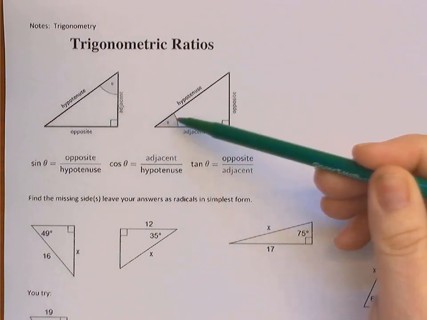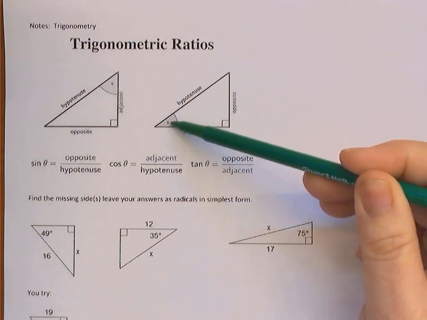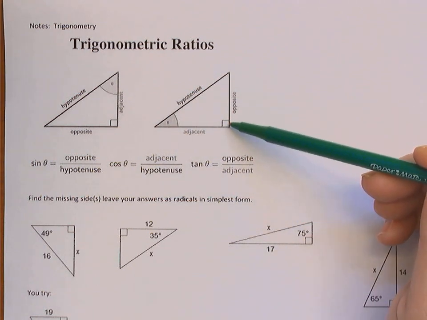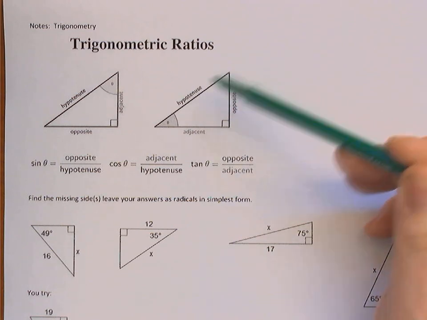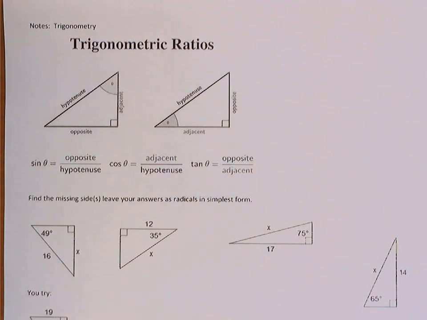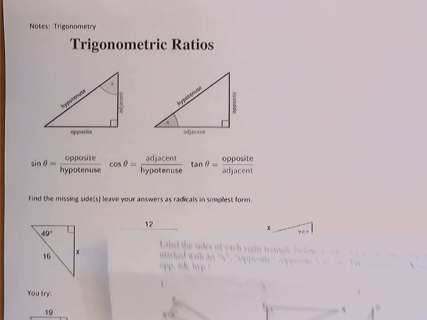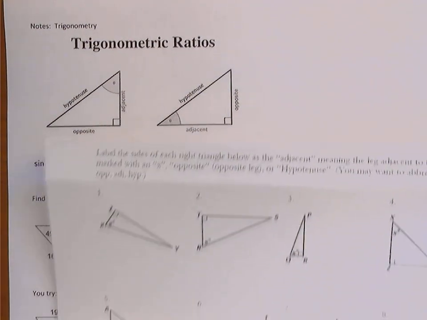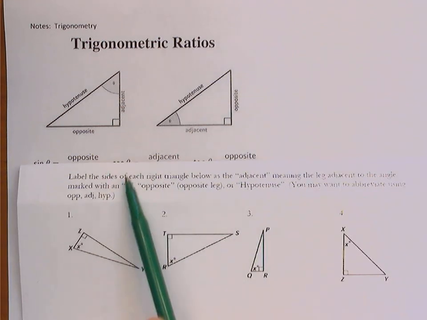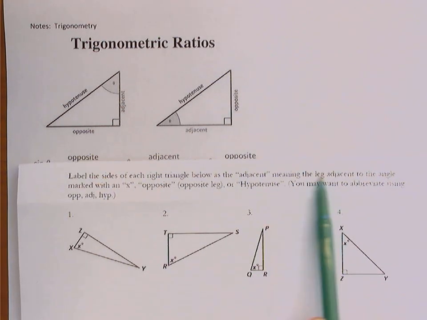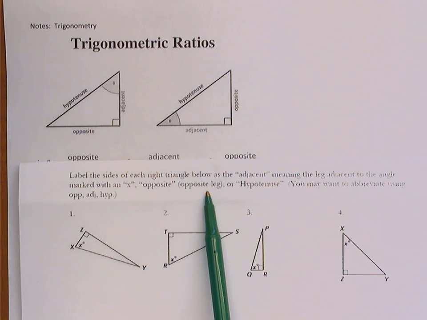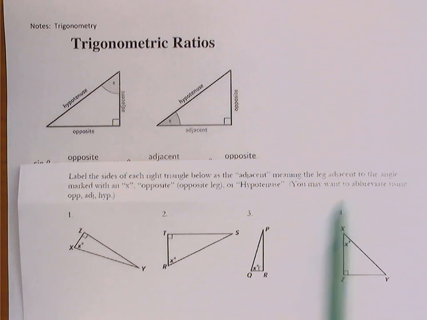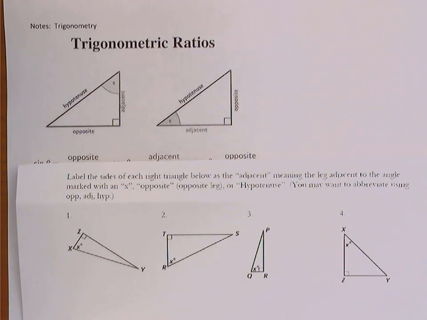Okay? Please note the adjacent is the one that's touching the angle and the right angle, and the opposite is the one touching the right angle and the hypotenuse. So, just to try to keep them square. And we're going to do a little bit of practice real quick, so make sure this goes into your notes. So you're going to label the sides of each of the triangles below as adjacent, meaning the leg adjacent to the angle marked with an X, and opposite, meaning the opposite leg, and the hypotenuse. You may want to abbreviate using opp, adj, and hyp. That's very common in how we do mathematics.